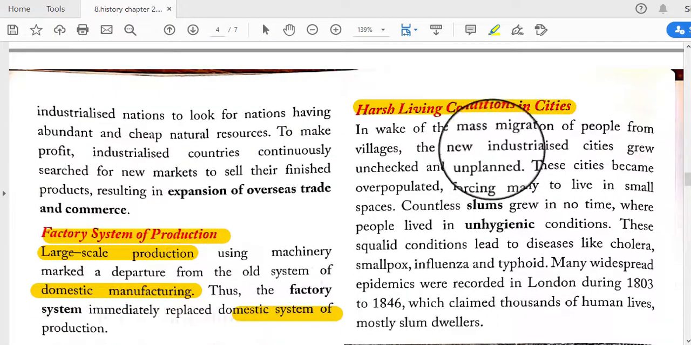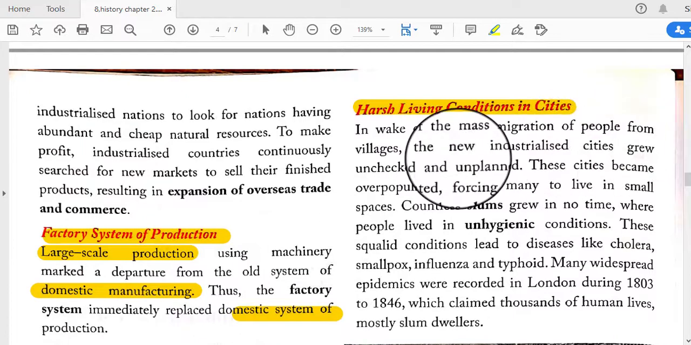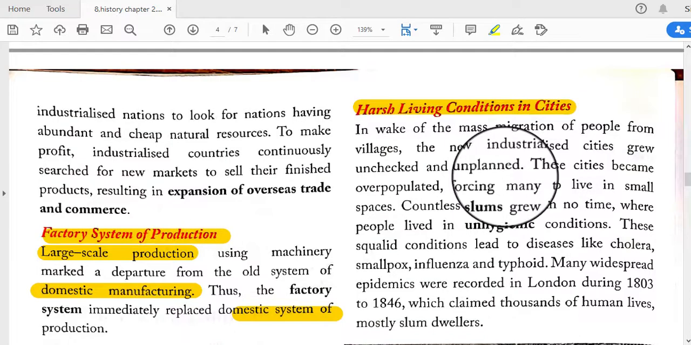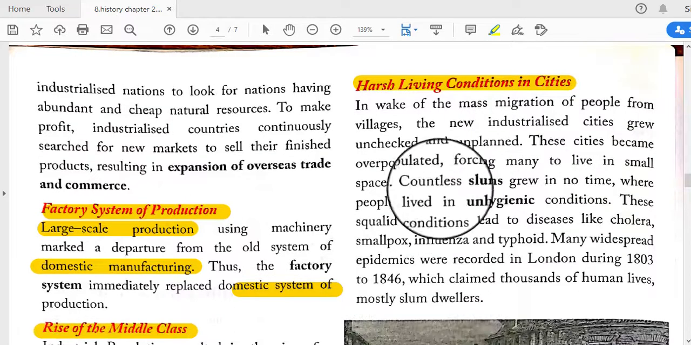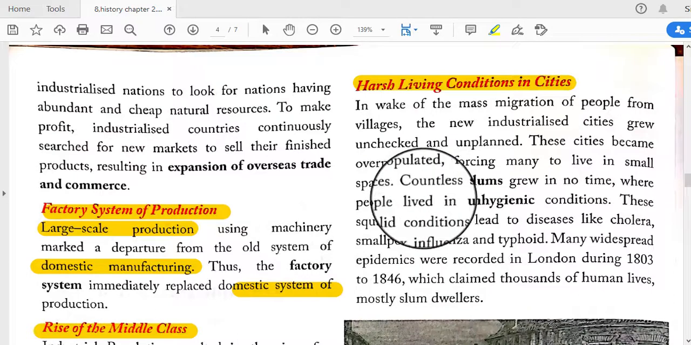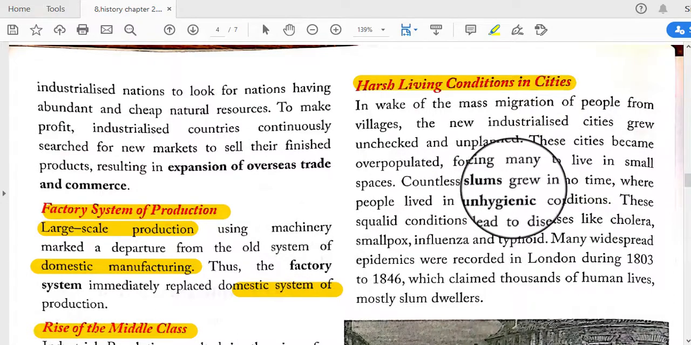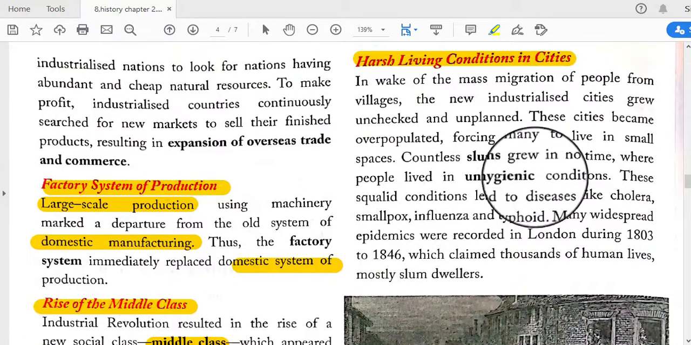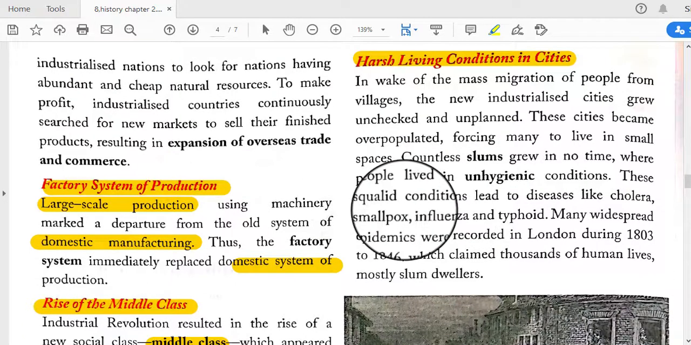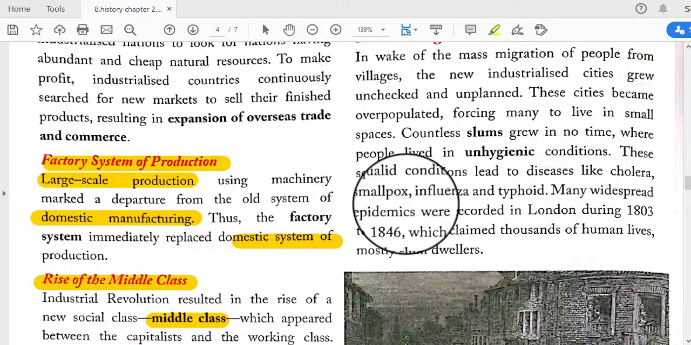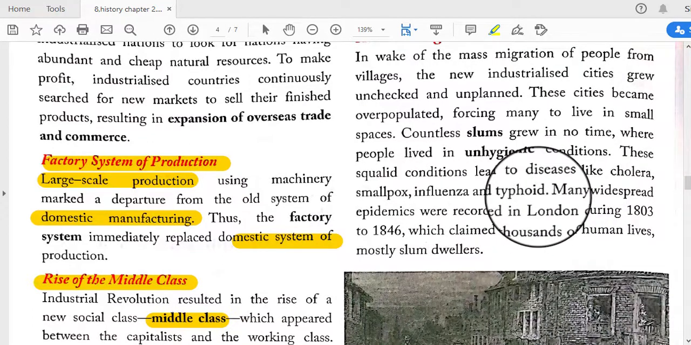Harsh living conditions in cities. In the wake of the mass migration of people from villages, the new industrialized cities grew unchecked and unplanned. These cities became overpopulated, forcing many to live in small spaces, and countless slums grew in no time, where people lived in unhygienic conditions, and these squalid conditions led to diseases like cholera, smallpox, influenza and typhoid.